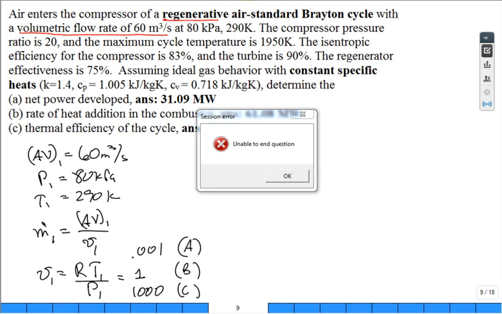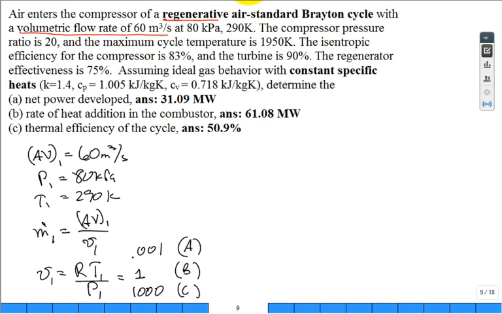Professor, I need my equation sheet. No, you don't. No, you don't. I need something. Okay, well, I need to shut this out. What am I doing? What did I do? Unable to end question. Okay, I'll try that again.